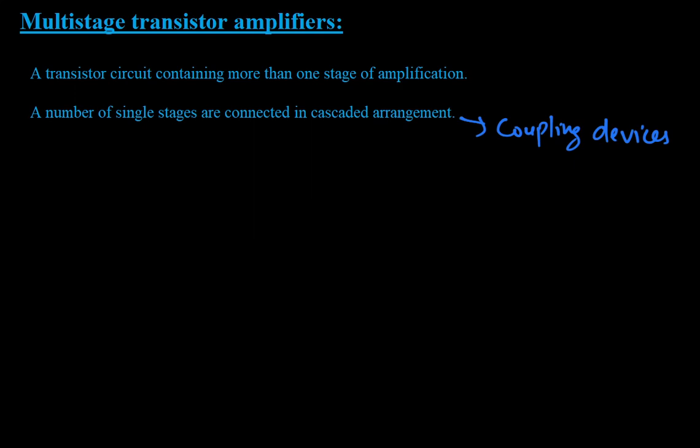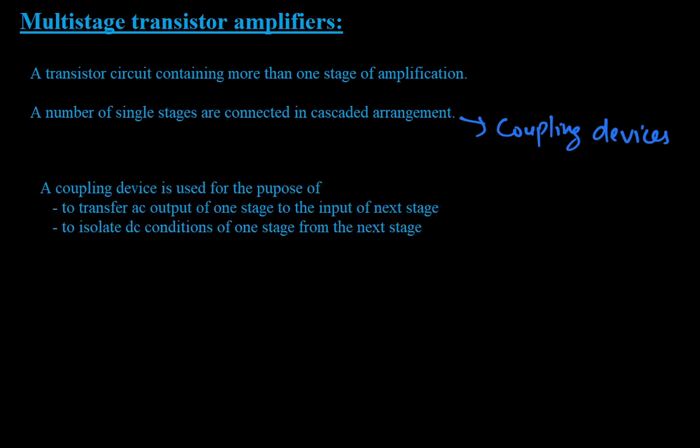So usually we need a suitable coupling device for connecting the different stages of a multi-stage transistor amplifier. The purpose of a coupling device is to transfer the AC output of one stage to the input of the next stage, and also to isolate the DC conditions of one stage from the next stage.